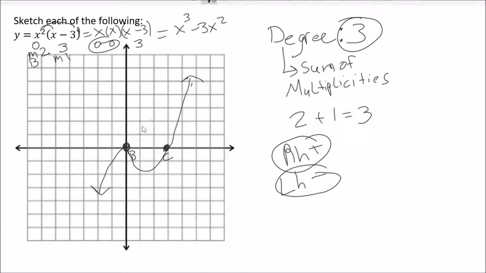By the way, for my test, this is the level of quality of sketch I'm expecting. It doesn't have to be beautiful. It just has to have all these key characteristics demonstrated clearly.